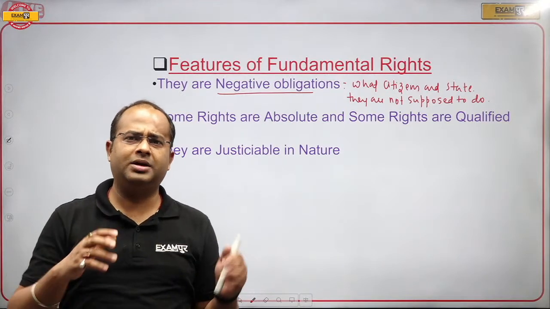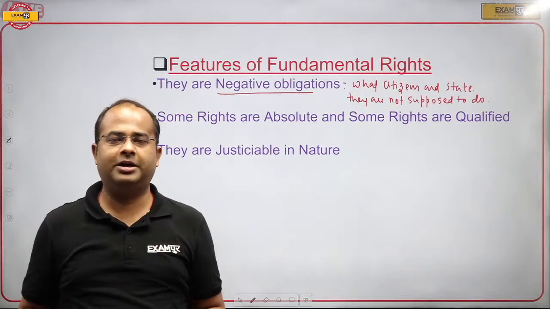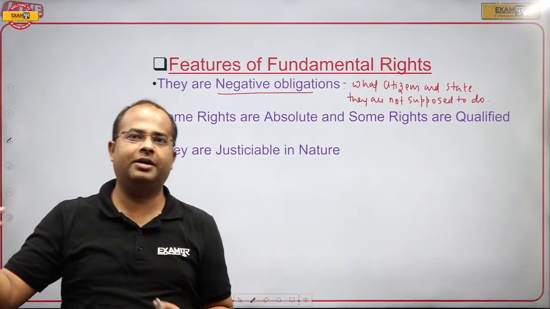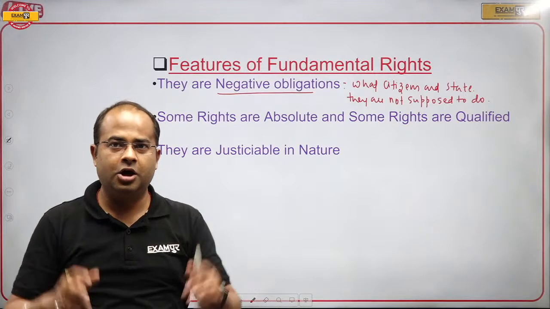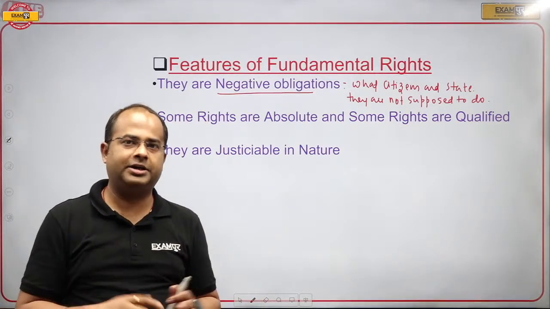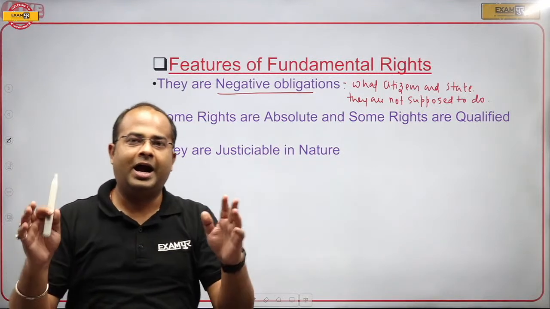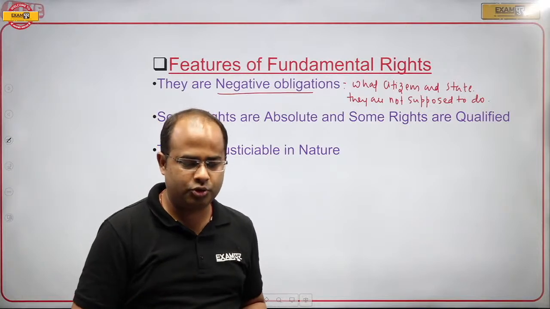For example, you must have read that the state shall not do this, the state shall not discriminate against people on the basis of religion, race, caste, gender and place of birth. So, once a sentence starts in the negative, it is called a negative obligation, that is, what the country and citizens are not supposed to do.